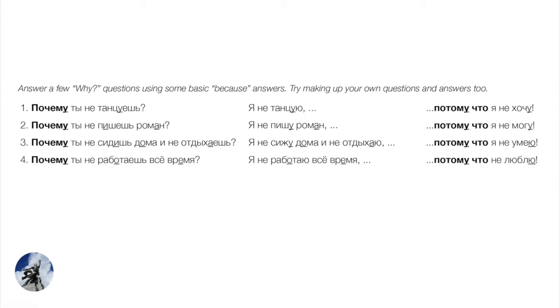Okay, number three. Почему ты не сидишь дома и не отдыхаешь? Why do you not sit at home and relax? Why aren't you doing these things? Я не сижу дома и не отдыхаю, потому что я не люблю, right? I don't like it. I don't like to sit at home. Or number four, почему ты не работаешь все время? Why don't you work all the time? Я не работаю все время, потому что не могу. There might be a good example with the physical inability. You're literally incapable of working all the time.